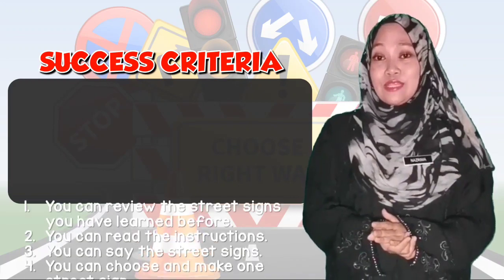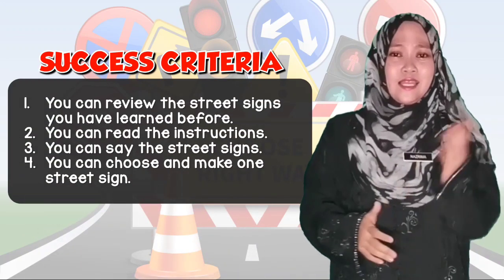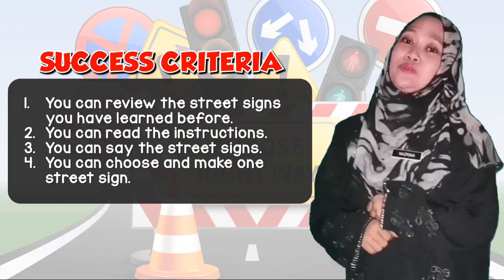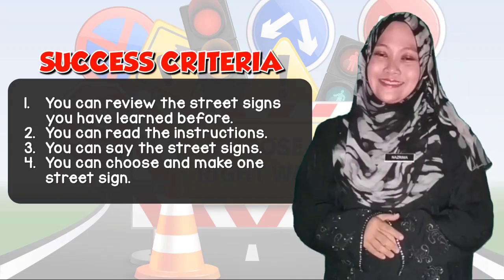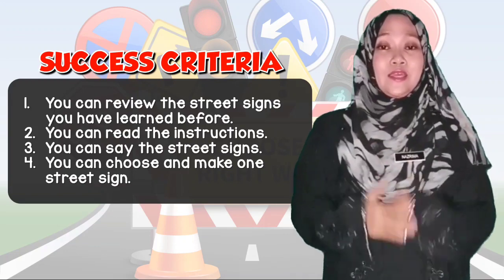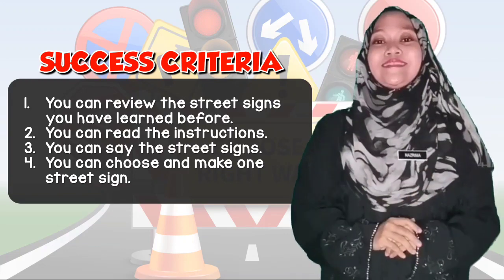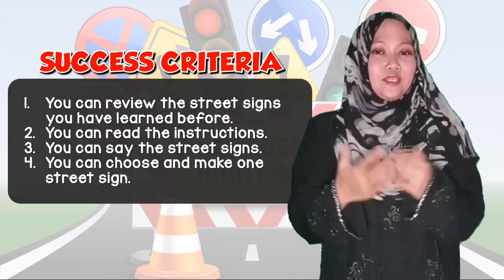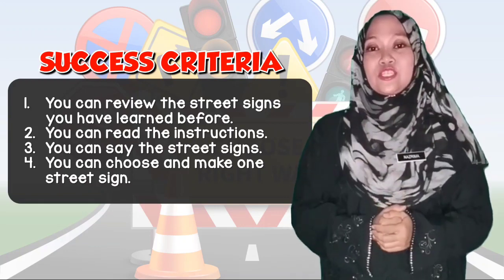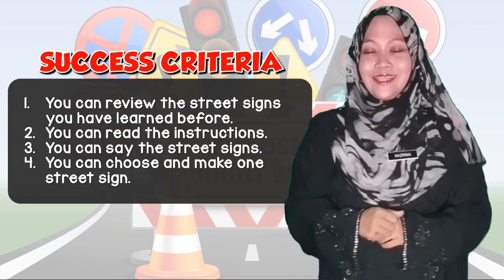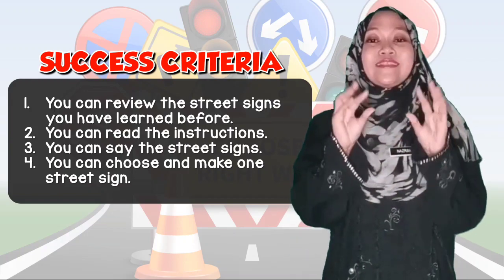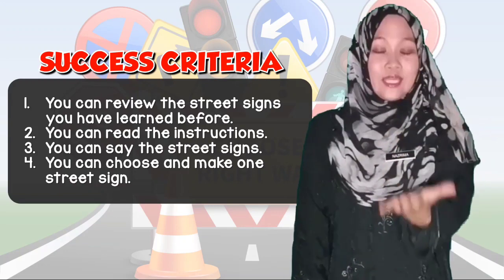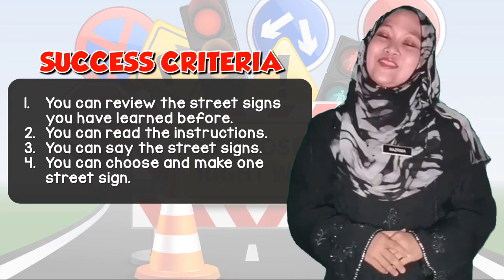How about the success criteria for today's lesson? Let us look at the success criteria for today's lesson. What you can do in today's lesson. Number one, you can review the street signs you have learned before. Number two, you can read the instructions. Number three, you can say the street signs or the road signs. And number four, you can choose and make 1 street sign.